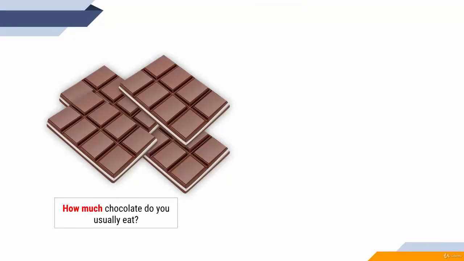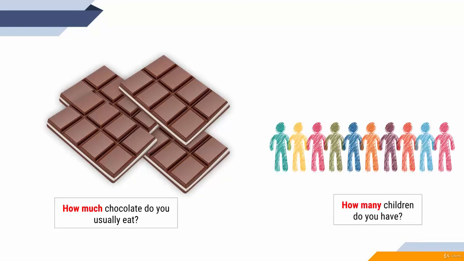And we are continuing. What about the question? How much chocolate do you usually eat? How many children do you have? Difference? Yes, there is. So we speak about questions, right? In the first example, there is an uncountable noun. How much chocolate? Chocolate is uncountable. In the second example, the noun is countable. How many children? How many?